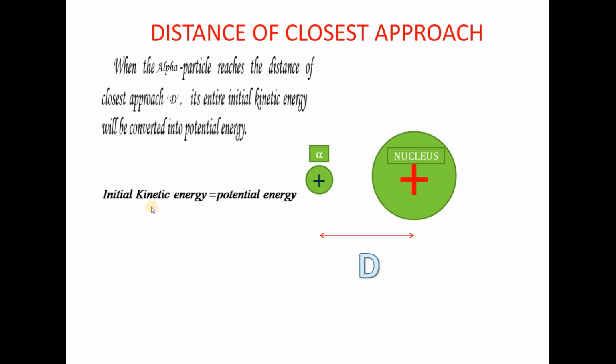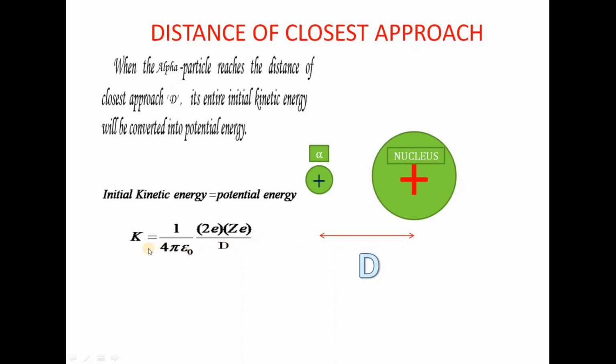Now what is the formula for initial kinetic energy? Let us take it as K, that is converted to potential energy. Potential energy is nothing but work done. Work done is force into distance. Force here is nothing but Coulomb force. Distance is d, so K equals 1 by 4 pi epsilon naught, q1 q2 by d square, into d. d cancels with one of the d.